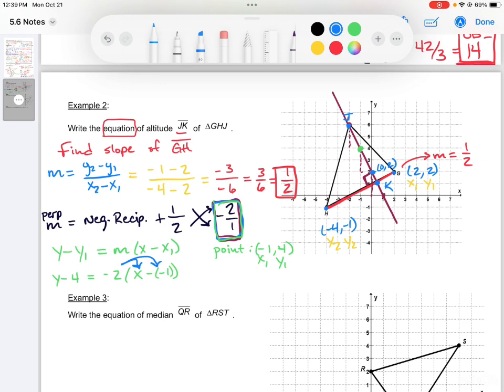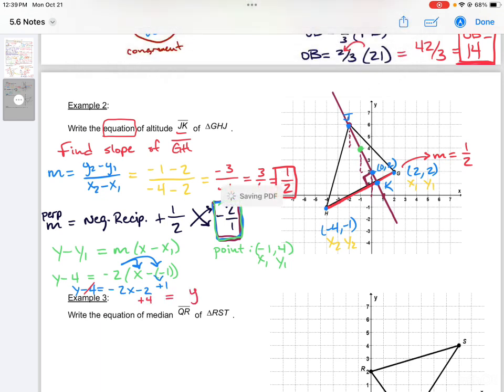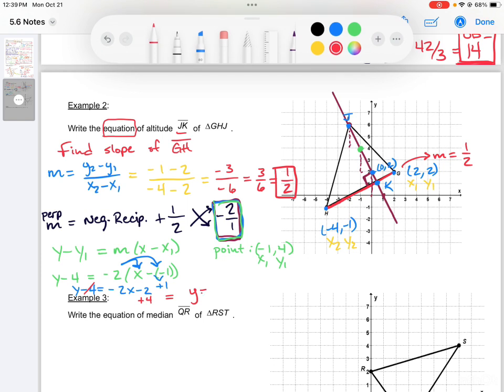And first step would be to distribute. So we have -2x, and this becomes a positive, so -2. And then we would just add 4 to both sides. So we'd cancel out that 4, we'd add 4 over here, and we'd get, again, y equals negative 2x plus 2.